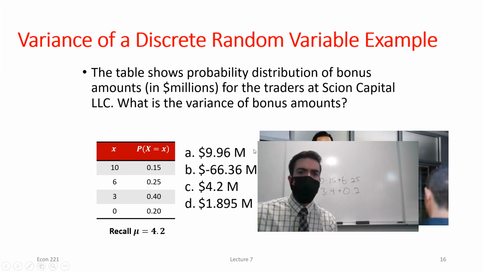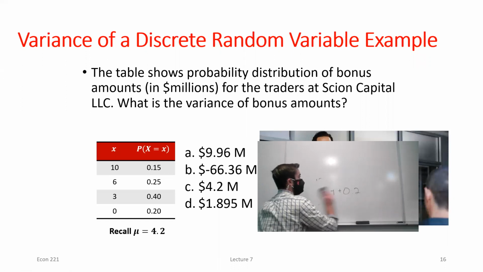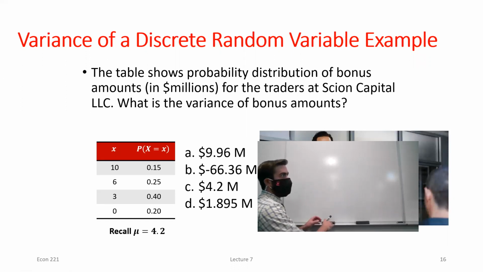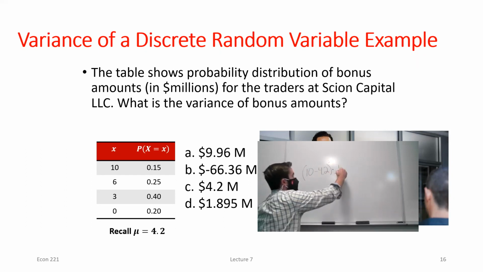So if I want to find the variance, I'm going to have to go through, take each outcome, subtract the mean, square that deviation from the mean, and then multiply it by the probability it occurs. So if I'm doing that here, what does that look like if I'm writing it out? All right, so we've got what? The first outcome is 10. The mean was 4.2. We'll square that value. And then the probability we saw at 10 was 0.15.